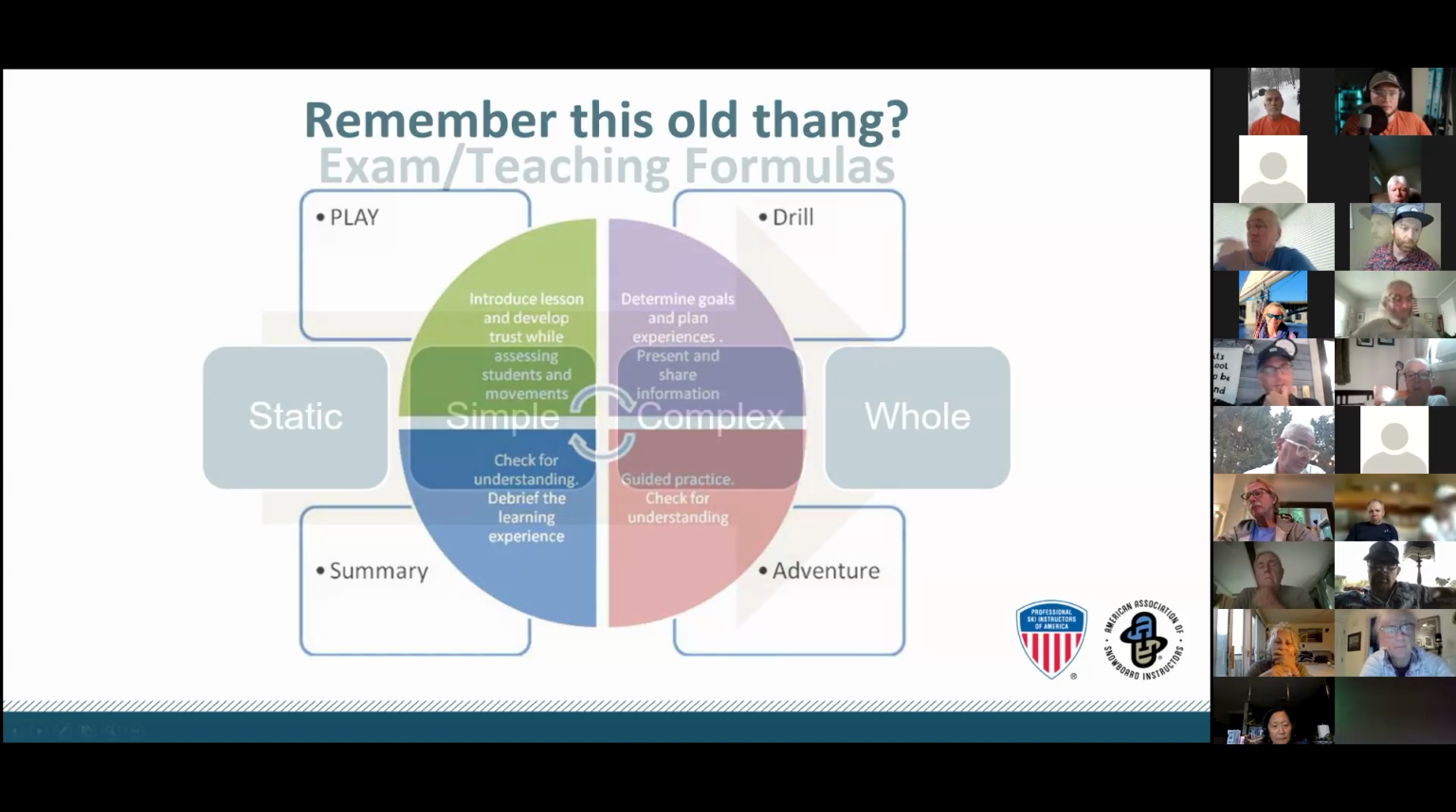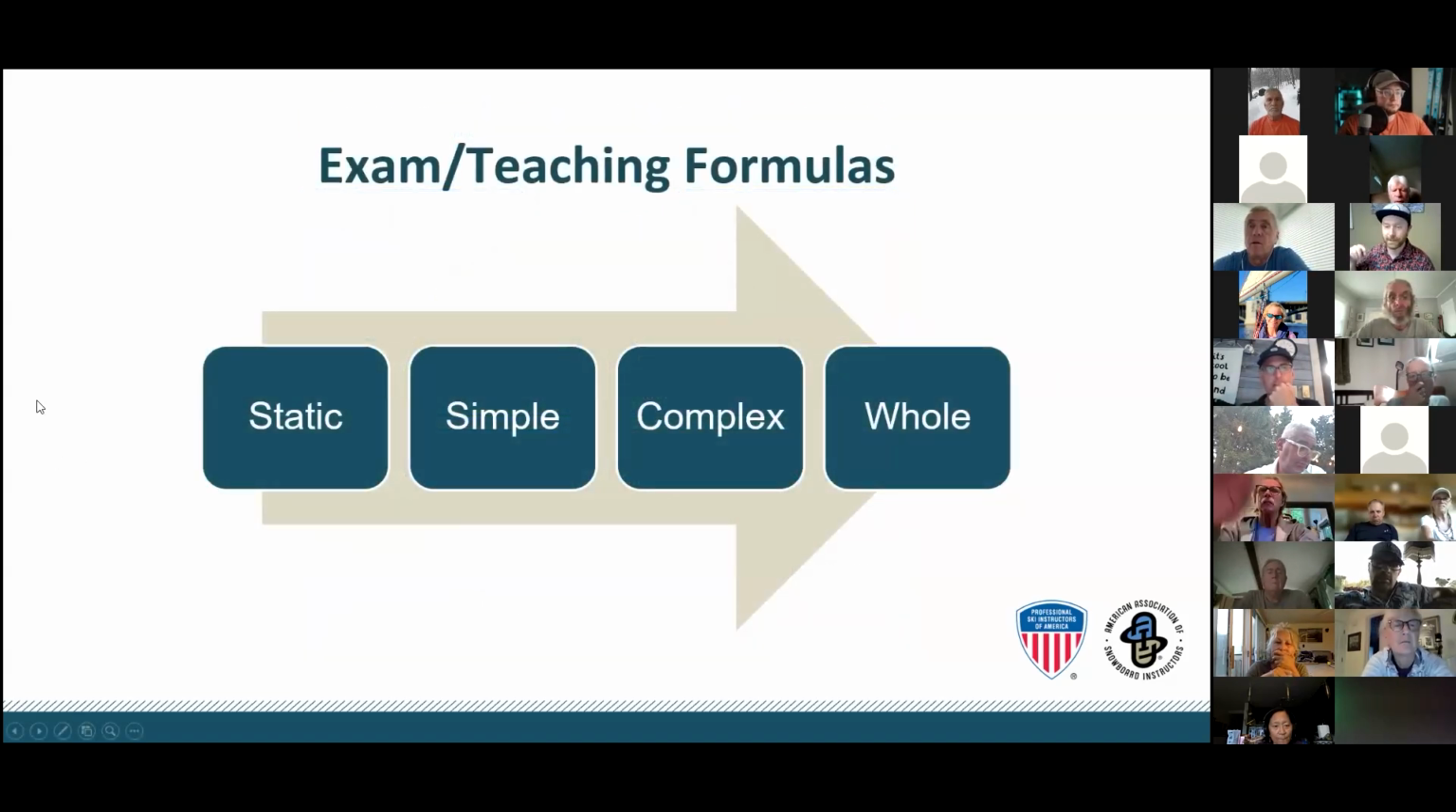So here's another formula. And I've made a video about this. I believe in this formula: static, simple, complex, whole. So the first formula allows you to make sure you don't miss steps. You introduce yourself, you make a rough plan for the lesson, you go on an adventure for a little while, you summarize it. Okay, great. That was about the entire lesson.